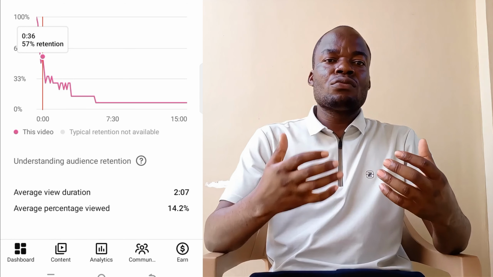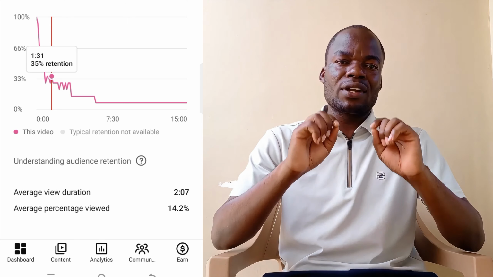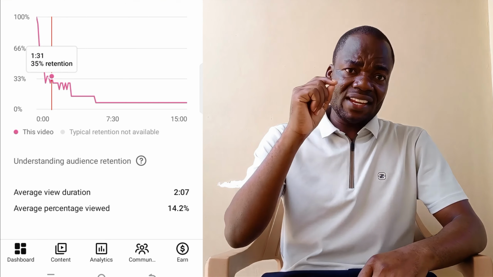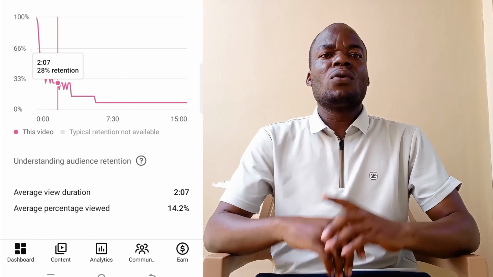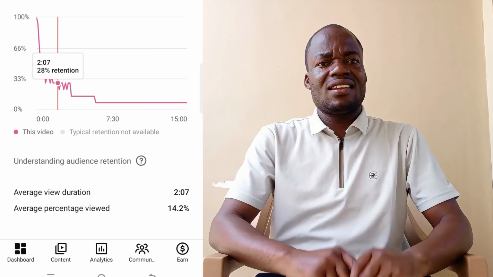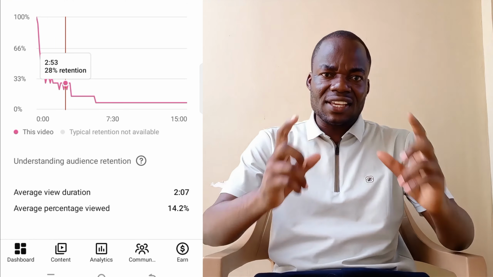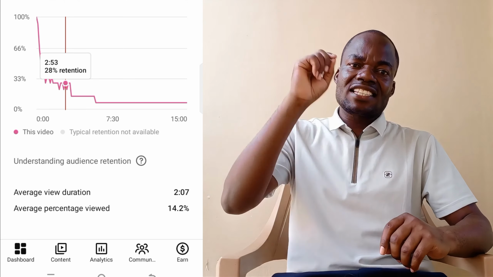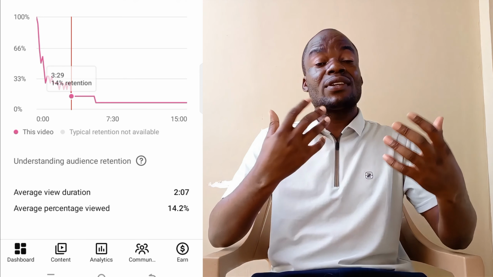How to read your YouTube audience retention graph like a pro. Have you ever uploaded a YouTube video, opened YouTube Studio, and looked at the audience retention graph without really understanding what those lines and drops mean? Maybe you have asked yourself, why did the viewers leave here? Why is there a spike there? And why does the graph keep falling throughout the video?